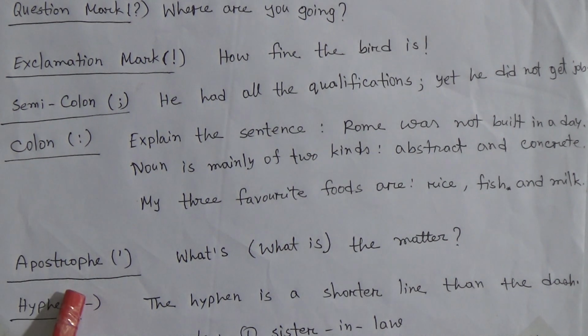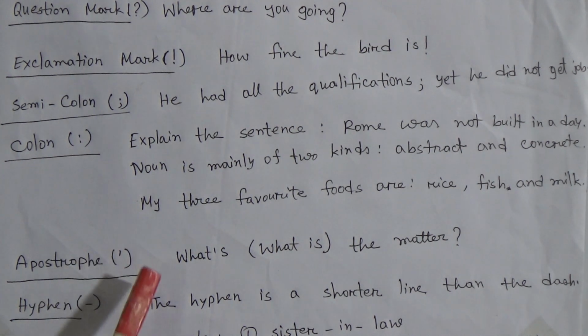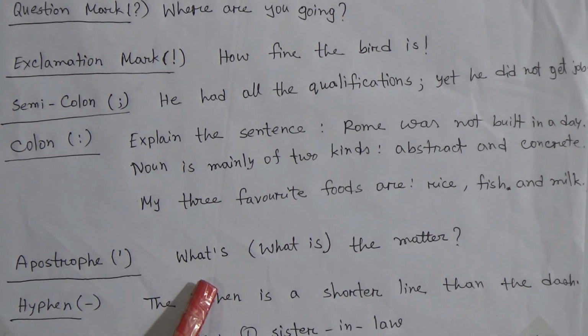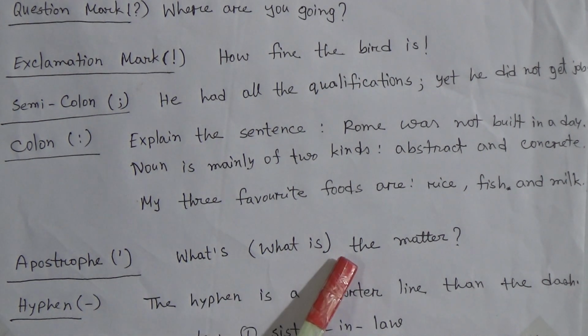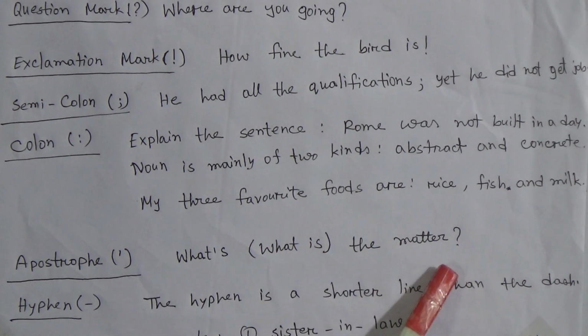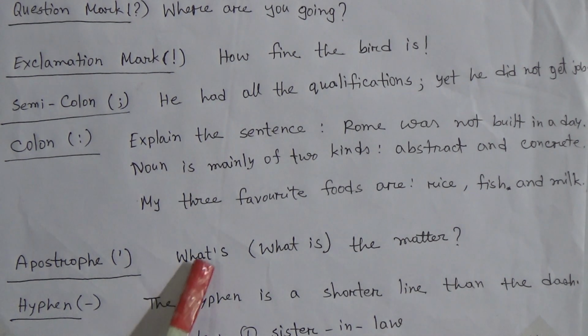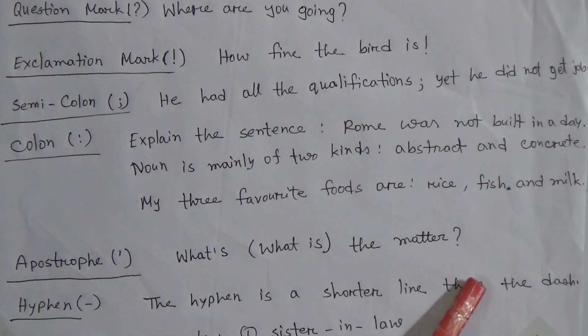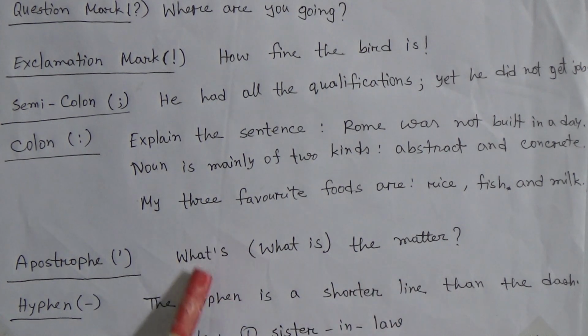Then apostrophe. I am going to say about this. The apostrophe is used to show the omission of a letter or letters of a word. For example, "What's the matter?" Question mark. So in this way we can use the apostrophe.